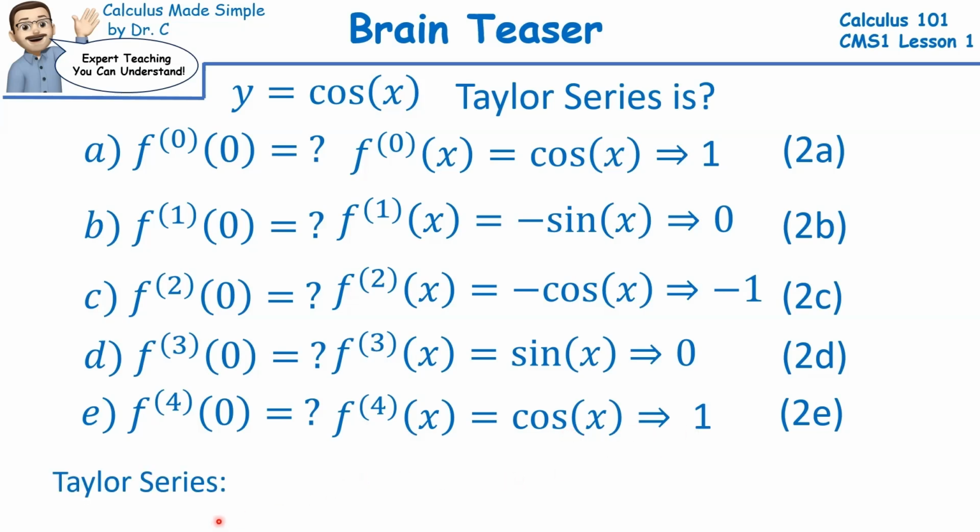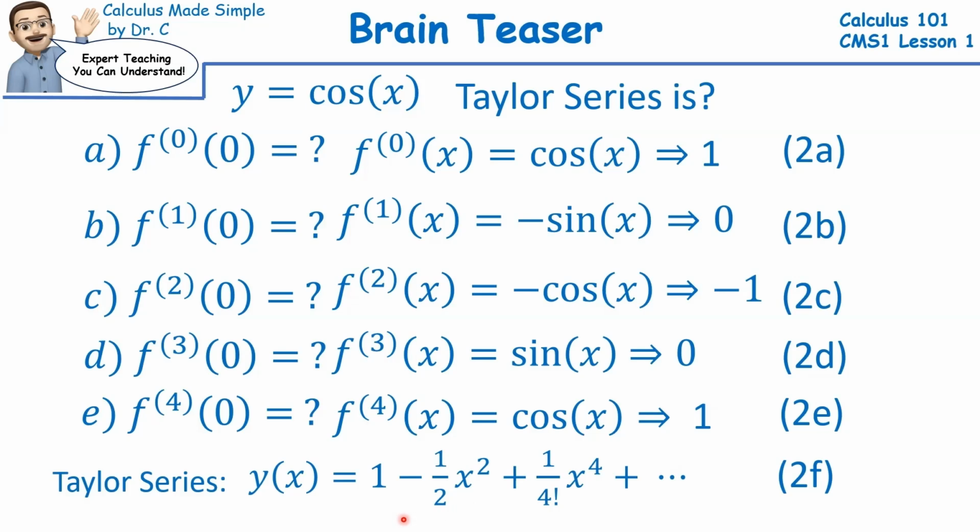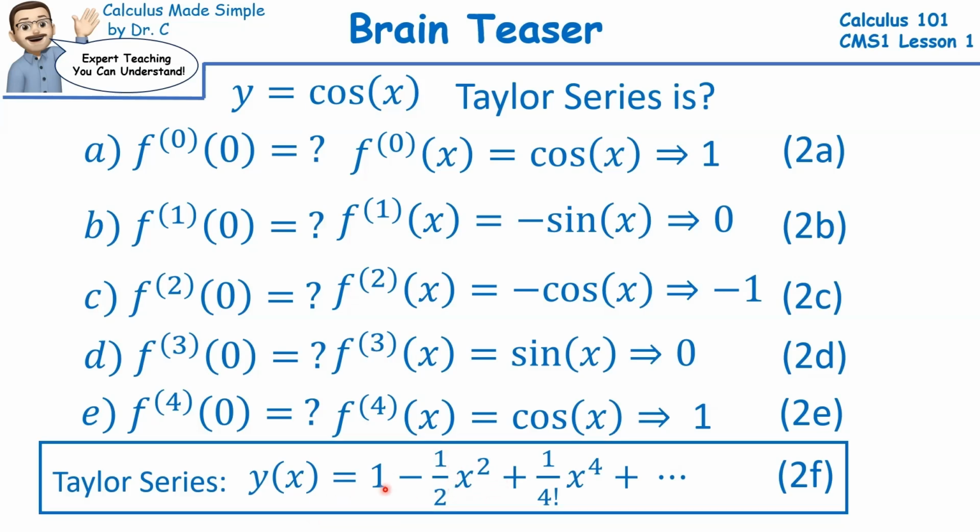So putting that all together, we see this series repeats: 1, 0, minus 1, 0, 1. We get y is equal to 1 minus 1/2 x squared, which is the approximation we talked about in the past, plus higher order terms, 1 over 4 factorial, x to the 4th. So it's only even terms.